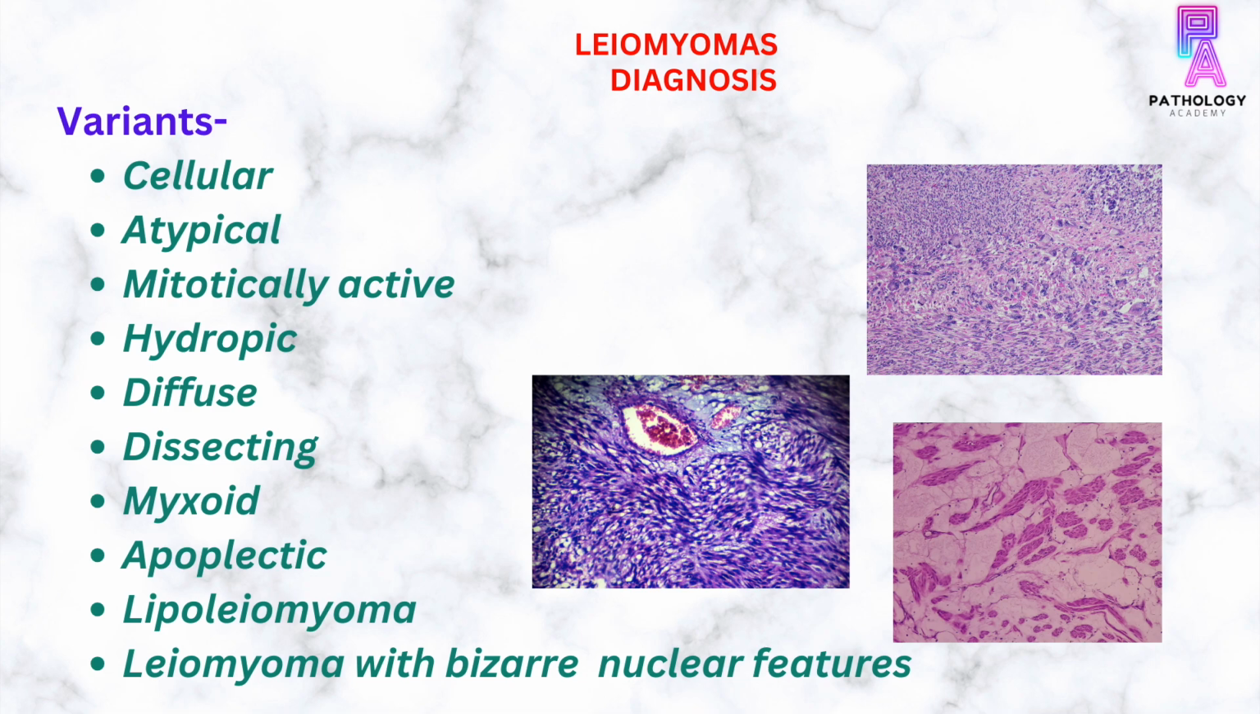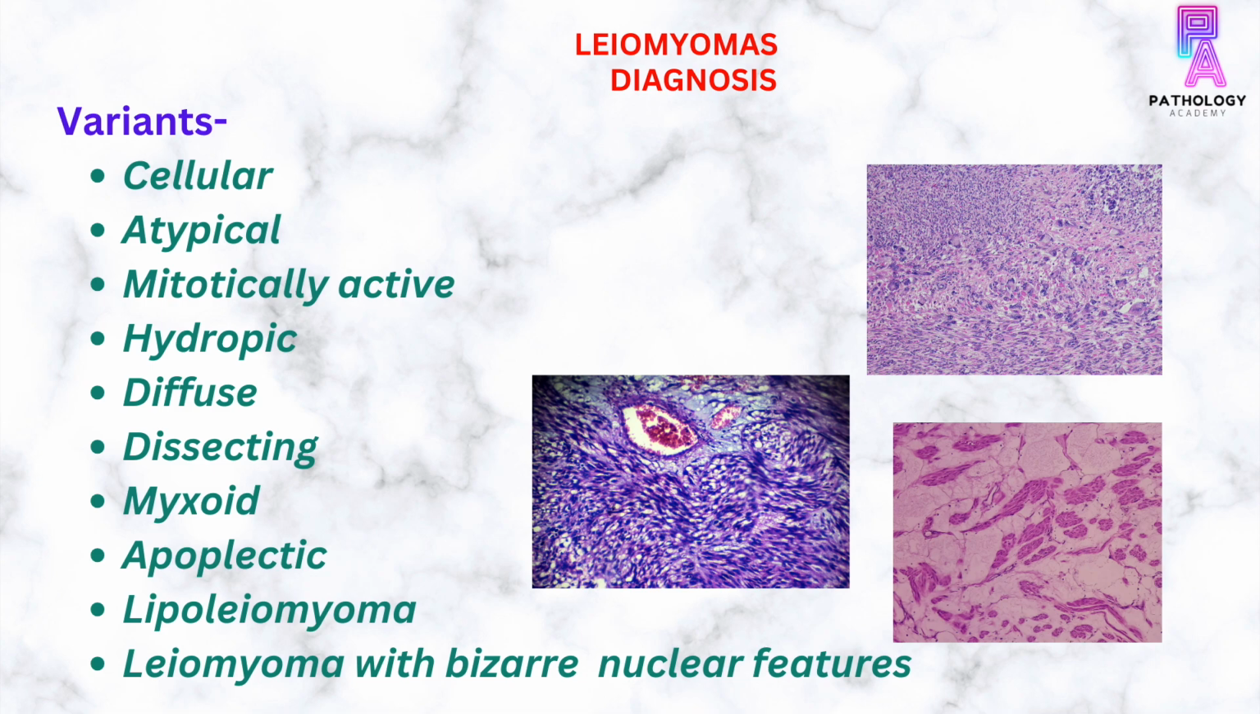Coming to atypical leiomyoma, the atypical leiomyoma have atypical features, and in this we can see a moderate to high degree of atypia, but the mitotic figures here are almost normal, less than 5, and there are no areas of necrosis. Mitotically active leiomyoma is when the leiomyoma is having mitotic figures more than 5 but less than 14, or according to some authors less than 15.